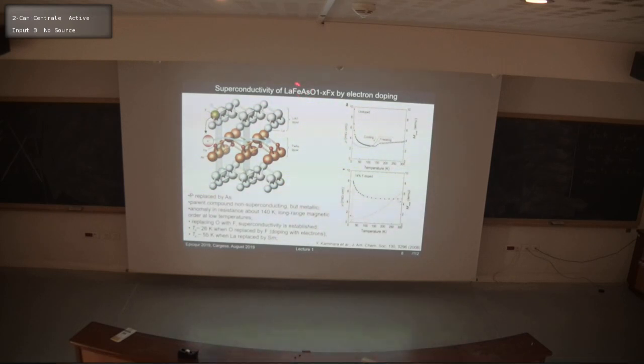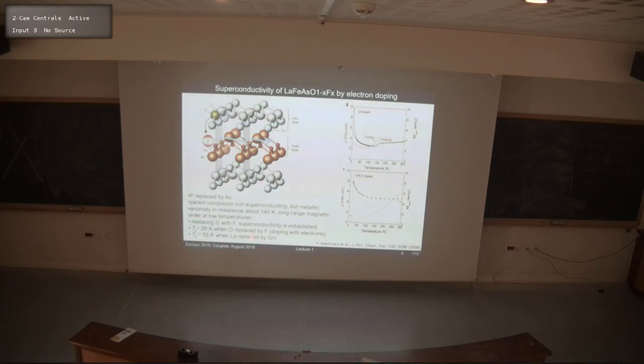So this is now the arsenide. Arsenic is isoelectronic to phosphorus, and in this case, the parent compound without fluoride is a bad metal with a structural transition. So it's an antiferromagnetic metal, which I'll talk about in a minute. But only when we dope the system with fluoride, so we replace an oxygen with fluoride, then we donate electrons to the system. In this case, the magnetism is suppressed, and a superconductivity of about 26 Kelvin is established.